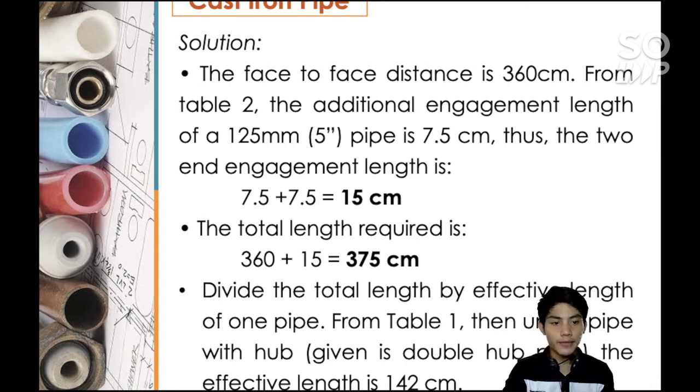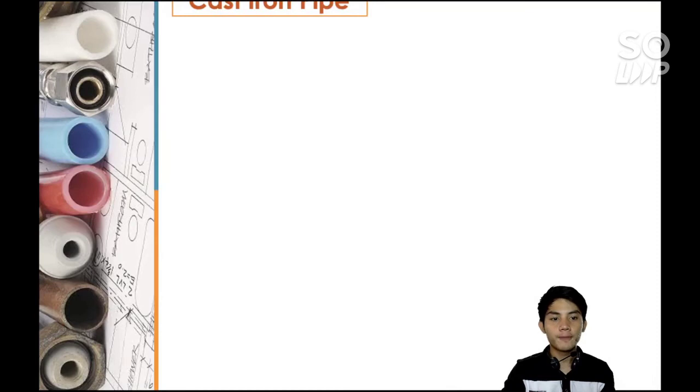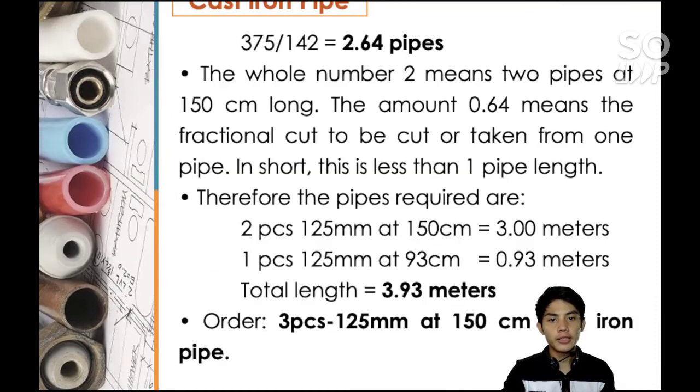Divide the length by the effective length of one pipe from Table 1, then under pipe with hub, the given is double hub pipe. The effective length is 142 centimeters. So this is the result: 375 over 142 equals 2.64 pipes.